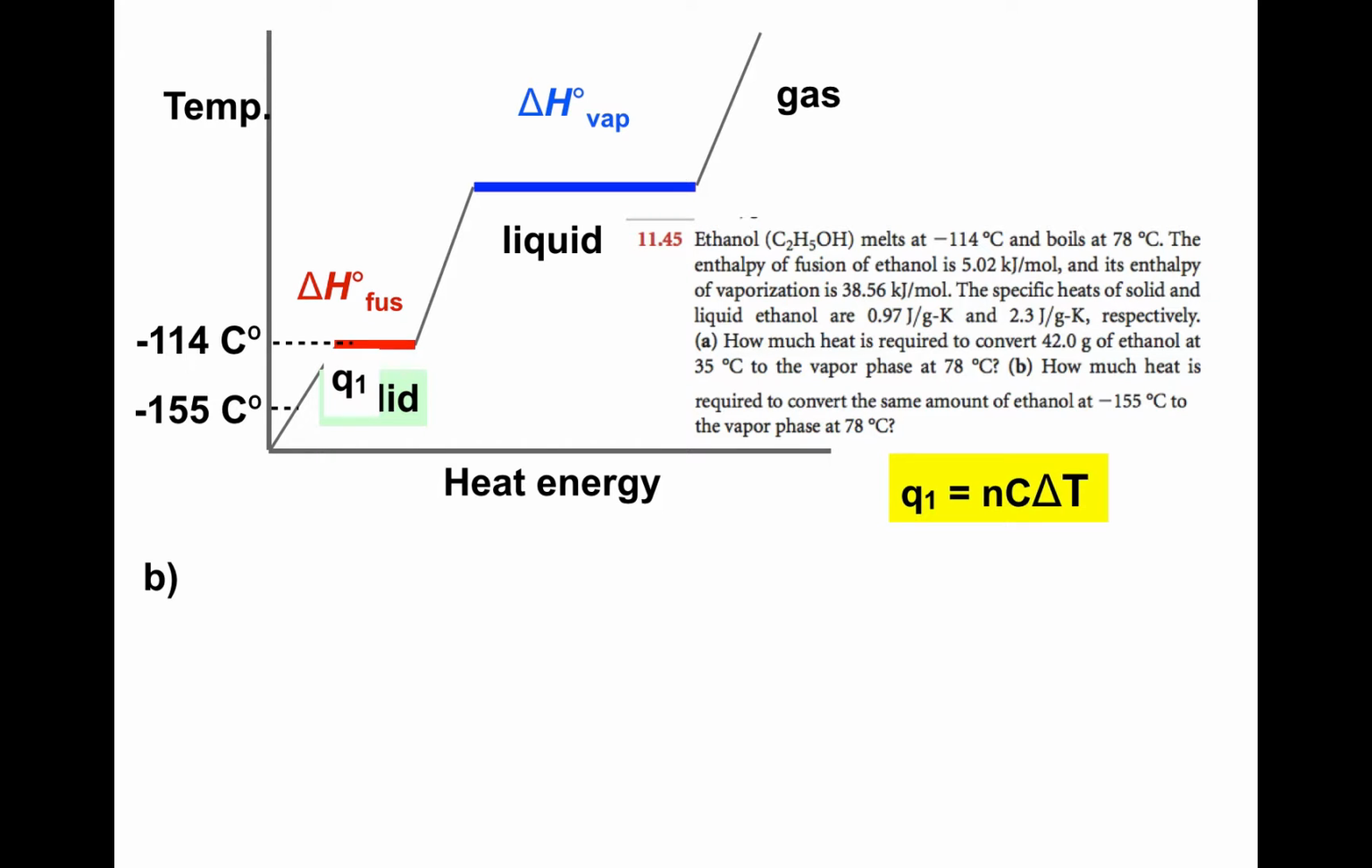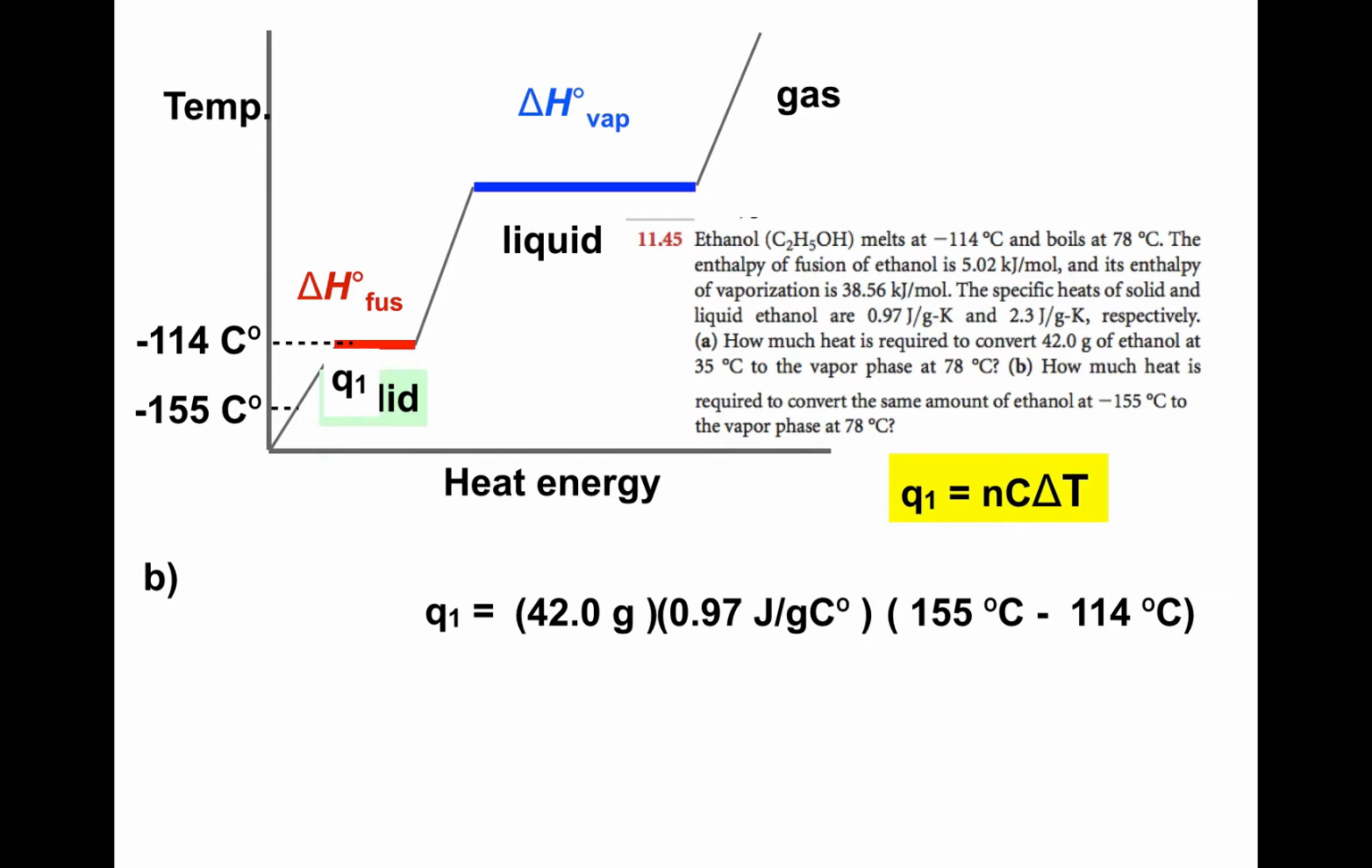So Q is equal to nCΔT. What I need to know is how hard it is to heat up solid ethanol. All right, so they gave me that. I needed how much ethanol, and I need to know the temperature change to get Q1. All right, so that's the heat required to heat up the solid up until it's going to melt.